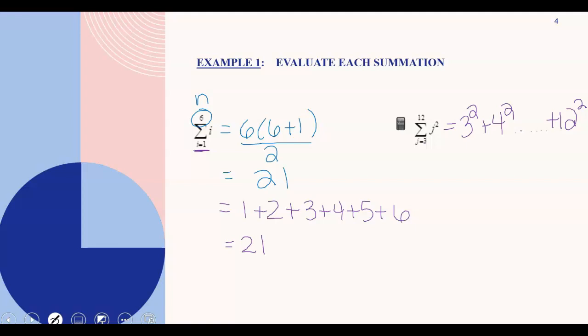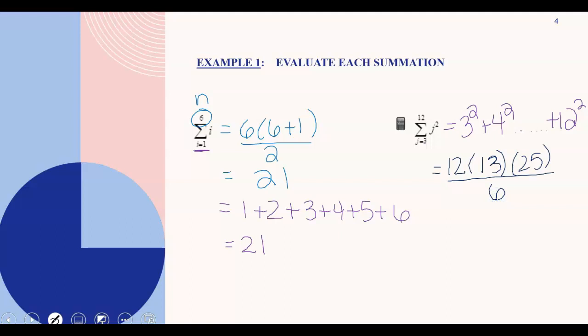If you do it using your formula, then it is n, which is 12, times 13, and then 2 times 12 is 24. 24 plus 1 is 25. All over 6. So let's use our calculator and compare all of those answers.